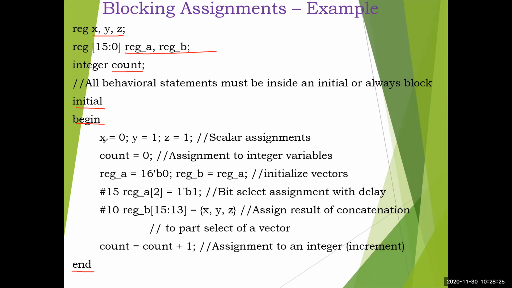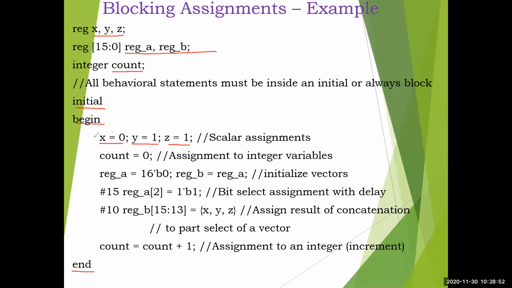For example, x equal to 0 is in the beginning, then you have y equal to 1, and then you have z equal to 1. All are written in a single line, but they have different execution times. Here x equal to 0 is executed first, then y equal to 1 is executed, and then z equal to 1. So y equal to 1 is not executed unless the previous one is executed. That is what is called in the order.